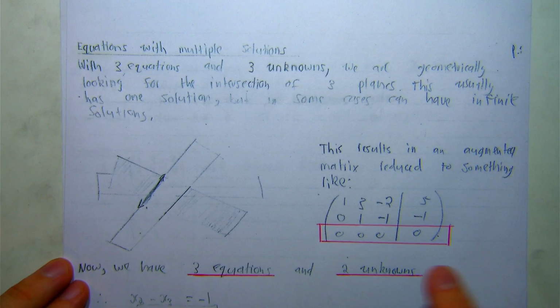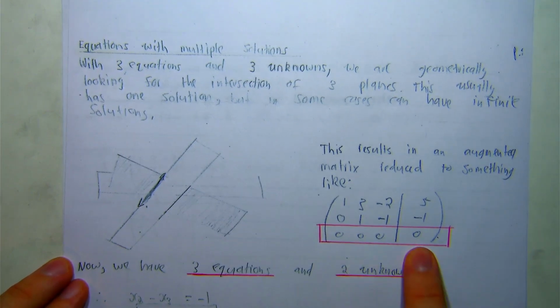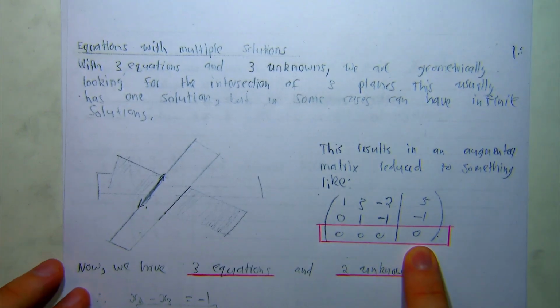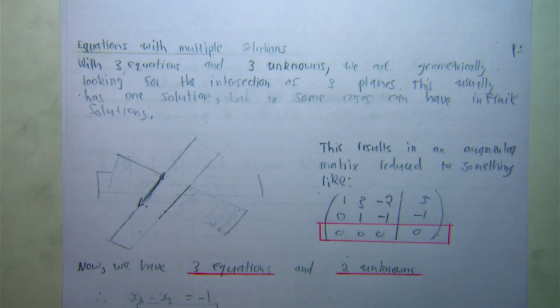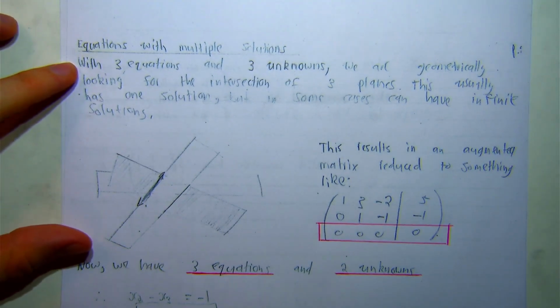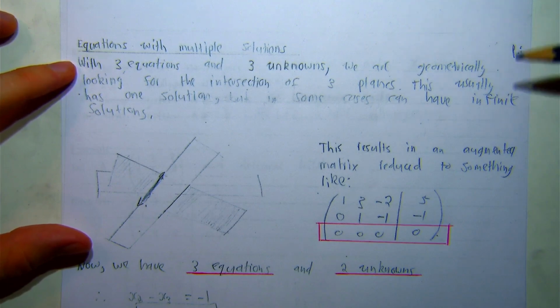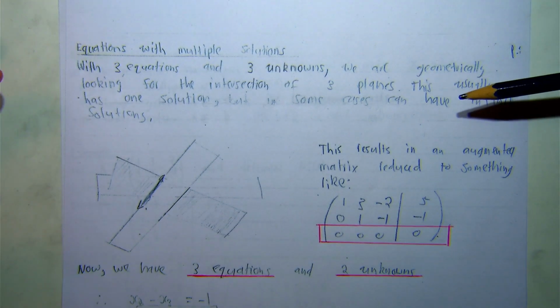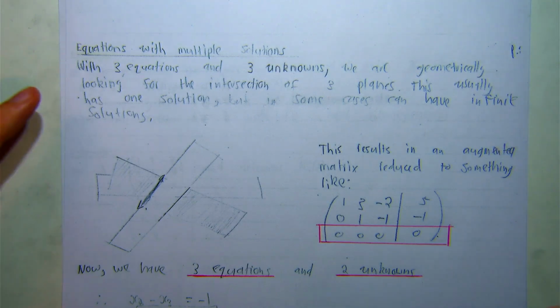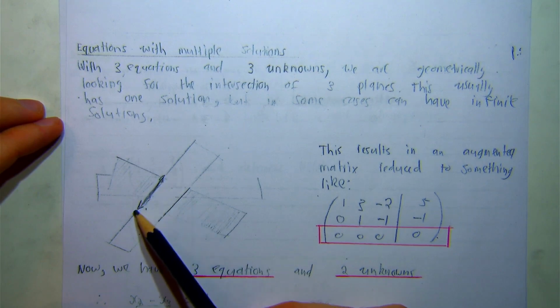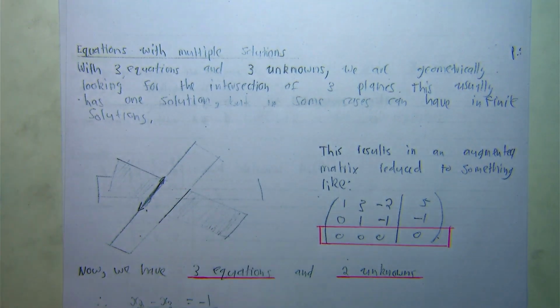All right, what else could happen? Like I mentioned here, you could have zeros on the left and a 0 on the right, and this will have a different type of solution. So let's take a step back. With 3 equations and 3 unknowns, we are geometrically looking for the intersection of 3 planes. This usually has one solution, but in some cases, it can have infinite solutions which lie on a line of intersection between the planes.